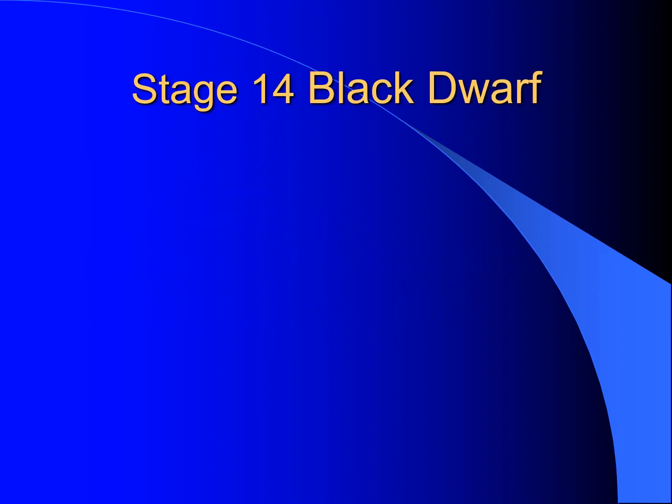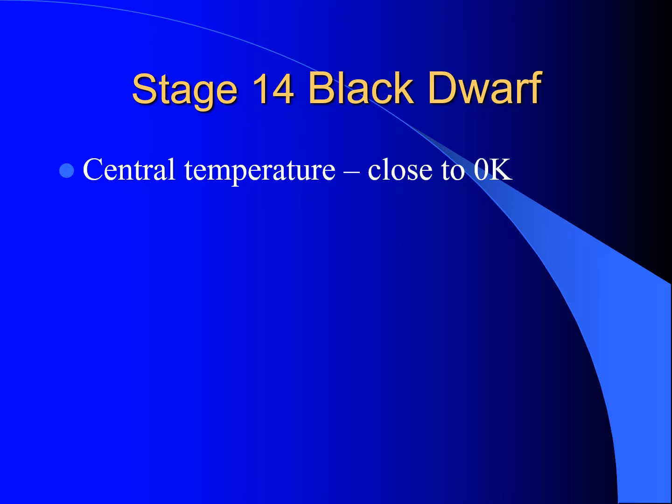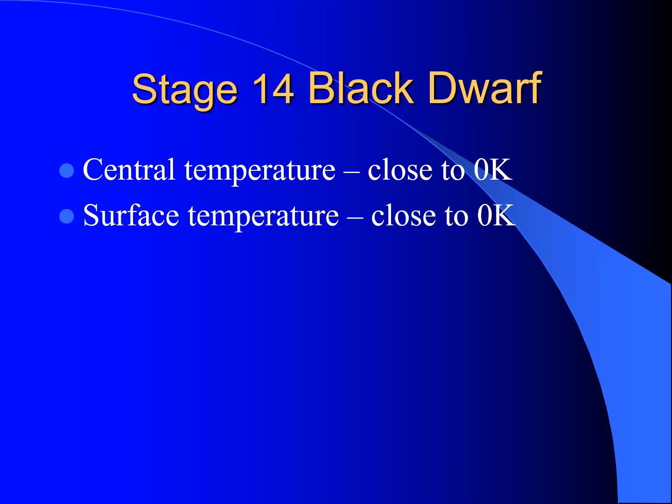Okay, as that core continues to cool off, eventually we won't see it anymore. It will stop glowing. It will reach a temperature of space, about 3 Kelvin, and that means that it will become a black dwarf. So again, the central temperature will be about 3 Kelvin, close to 0. Same thing with the surface temperature.